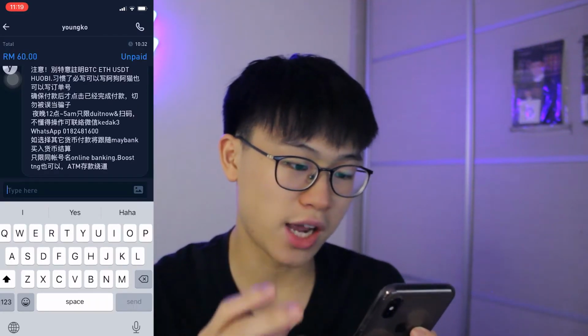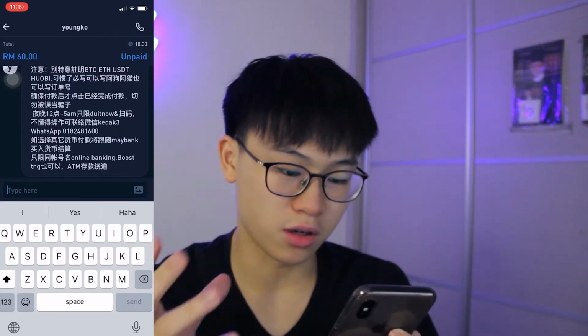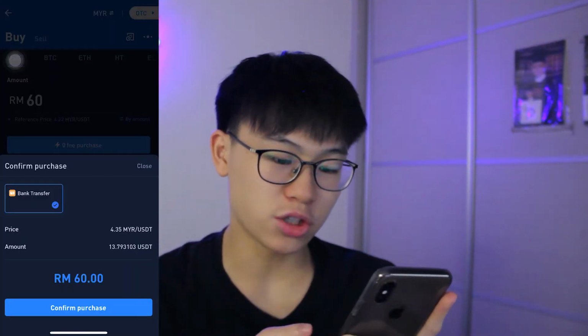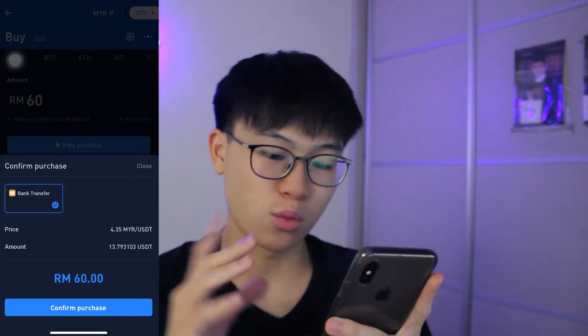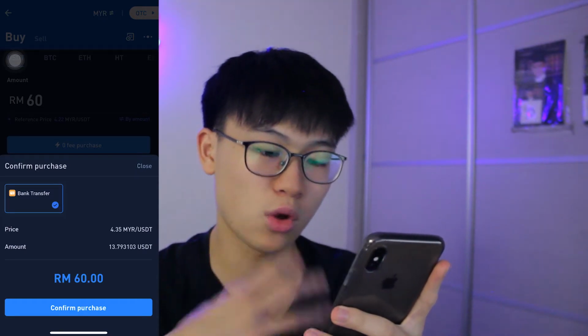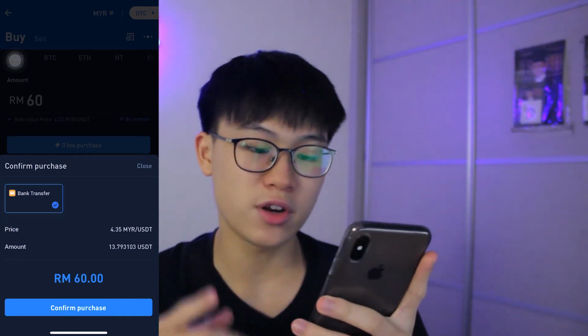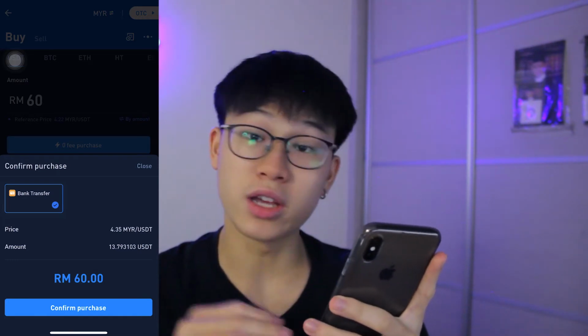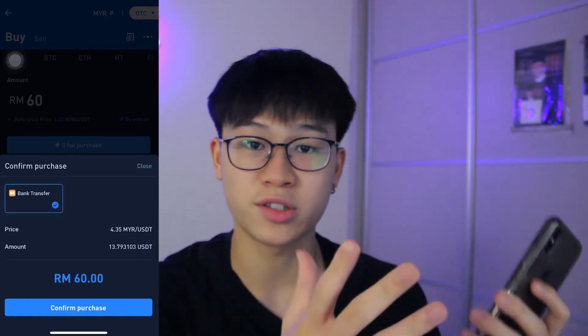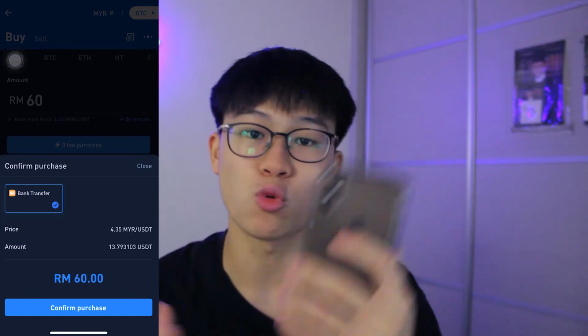He wrote in Chinese, and there's a lot of terms and conditions that we gotta follow. Right here you can see that I'll have to do a bank transfer, and the price for 1 US tether is 4.35. The amount of US tethers that I will be receiving is around 13.79, and the total is 60 ringgit. Nothing too significant here because we just want to try out how to deposit our money, execute trades, and then withdraw this money from Huobi Global.